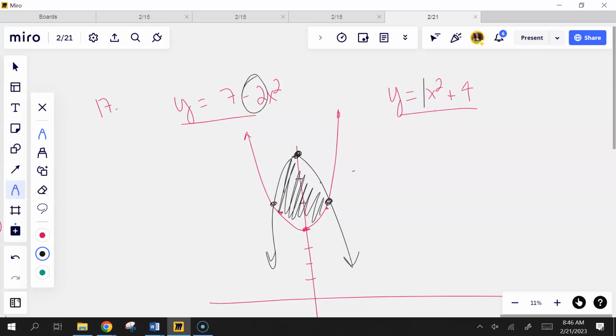If I were able to use my calculator, that would make things very easy, but since this is non-calculator, I'm just going to say, where does 7 minus 2x equal x squared plus 4? If I couldn't see, I'm doing this, I know you can see it on here, but just in case you couldn't, where does this equal this?